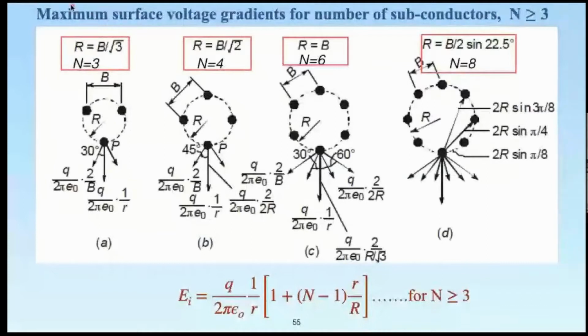To the heading that we are now trying to check with the expression for maximum surface voltage gradient for number of subconductors n equal to or greater than 3. Cosine law of electric field intensity with respect to the position on the surface of conductor, E versus theta. It's a cosine curve. It is for number of conductors equal to 2.